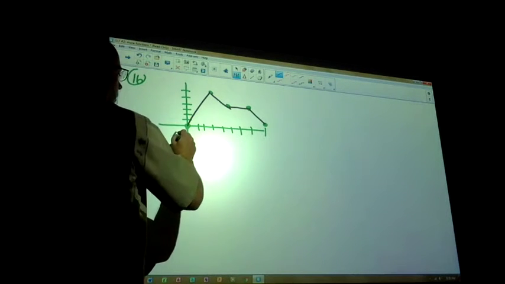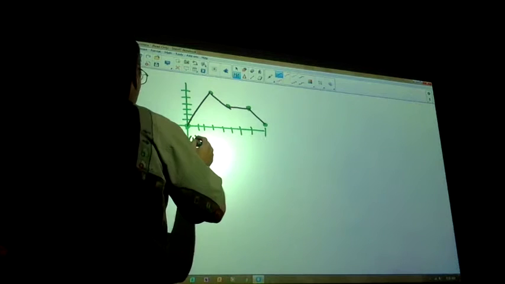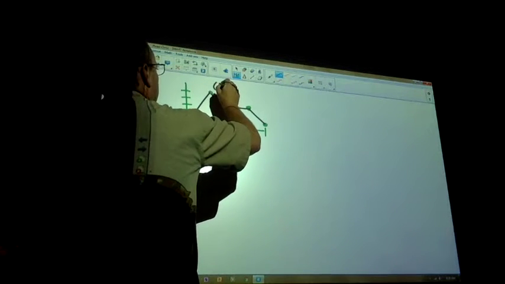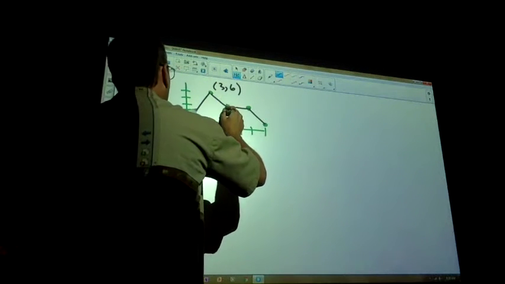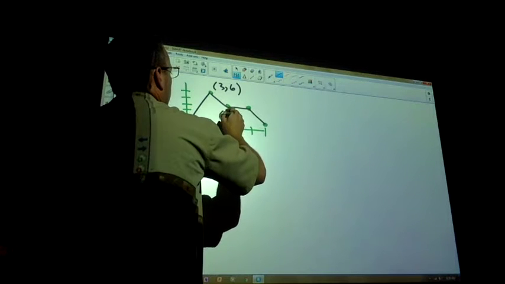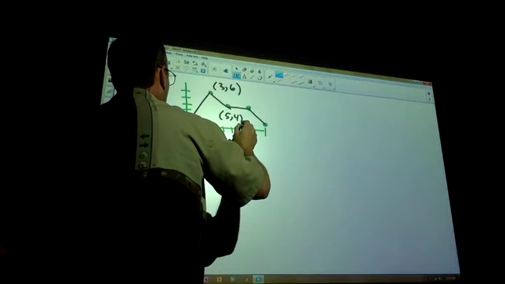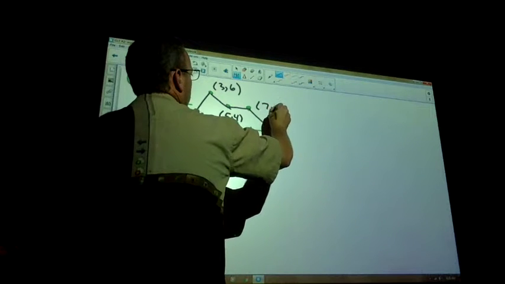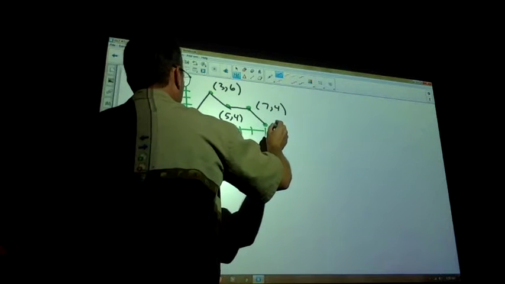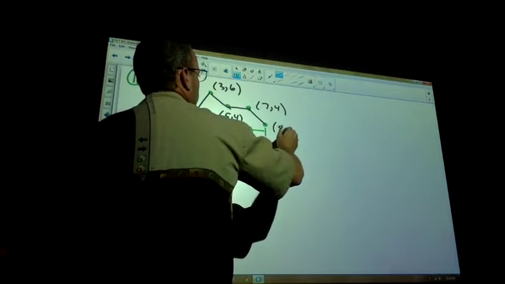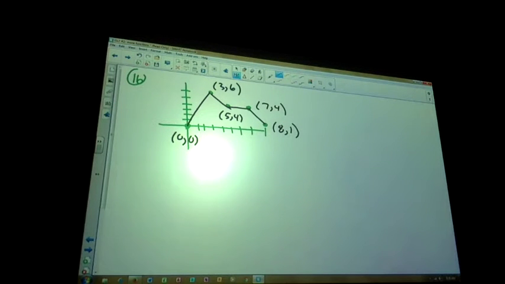Okay, and if we put our points in, that point's there, and this point is 3, 6. And this point here is 5, 4. This point here is 7, 4. And this point here is 8, 1. Does everyone feel comfortable? The only thing I've changed about this graph is I made it black and green, and I wrote in the ordered pairs where the graph starts changing direction. Okay? Give the domain.